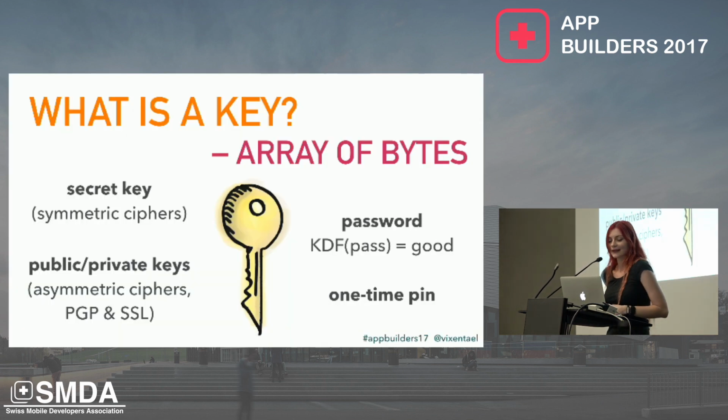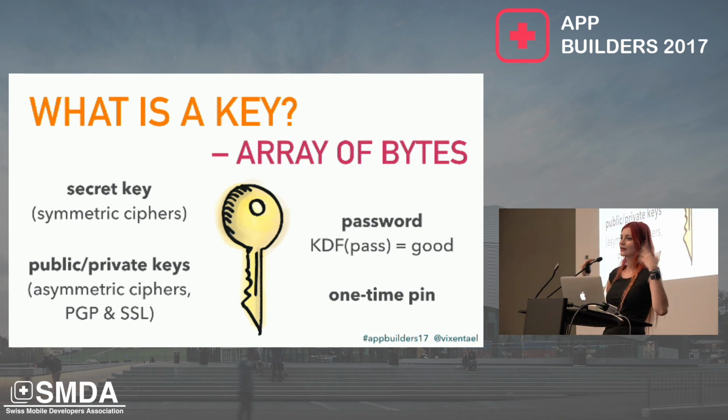Okay, let's go on. What is a key? A key is an array of bytes. And based on what kind of process is going on, we need different arrays of bytes with different properties. We use secret keys for symmetric ciphers. We use private public key pairs for asymmetric ciphers. We also use passwords. Passwords are shitty keys.